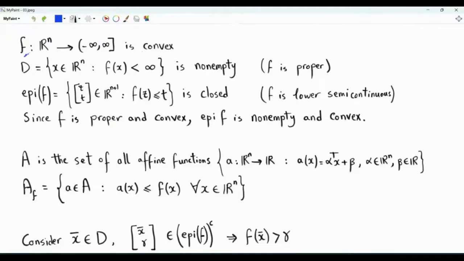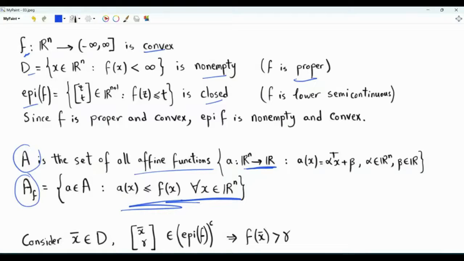So far, we have function f that is convex, proper, with a non-empty effective domain. It has an epigraph that is closed. We have set A, the set of all affine functions from Rn to R, and our interest is set AF. So this is the set of all affine functions that are global underestimators of the function f of x. Consider x bar in the effective domain of function f. This means that f of x bar is strictly finite.